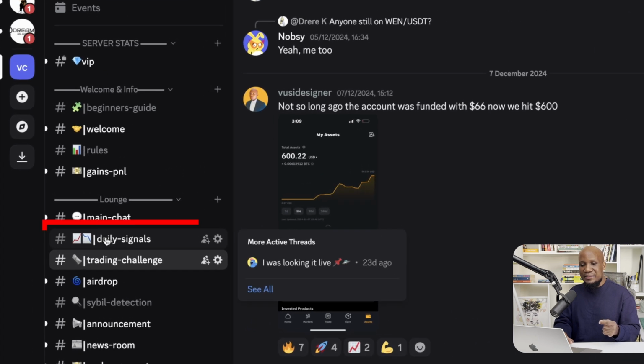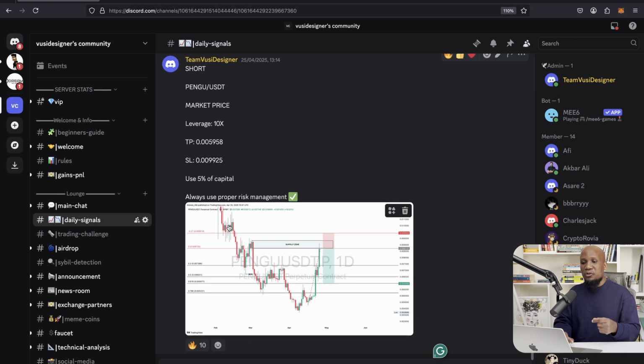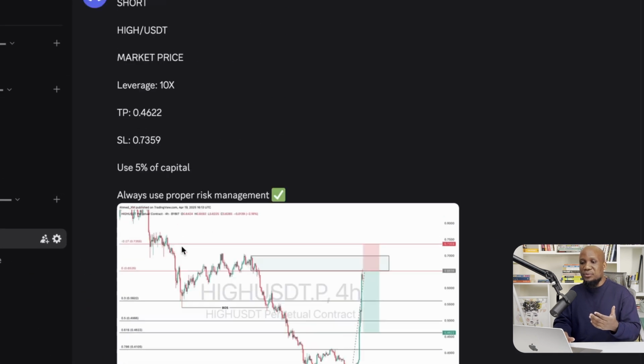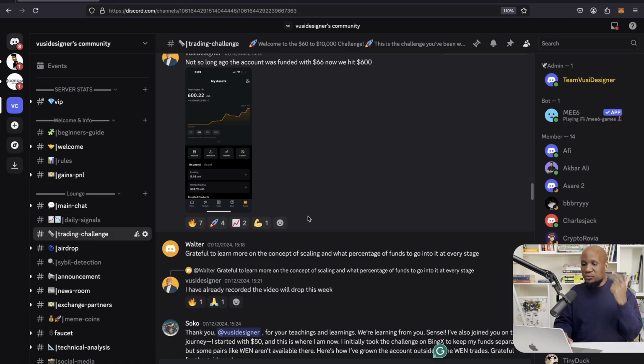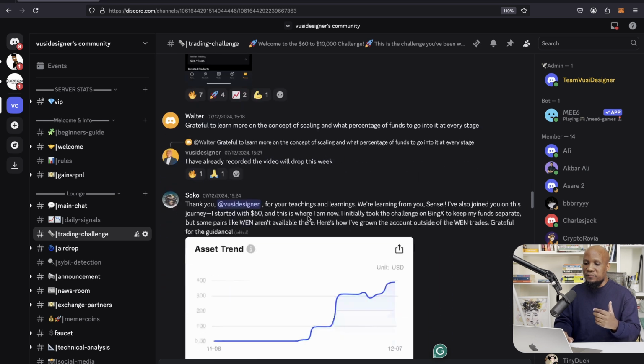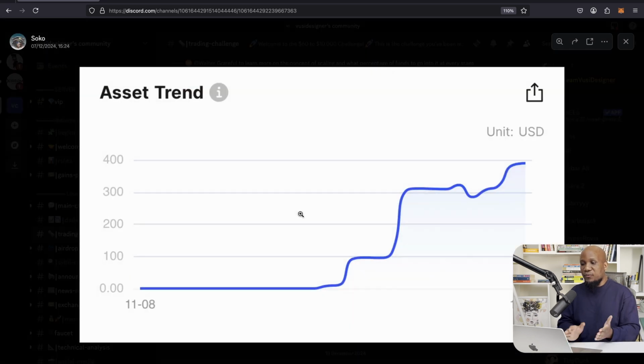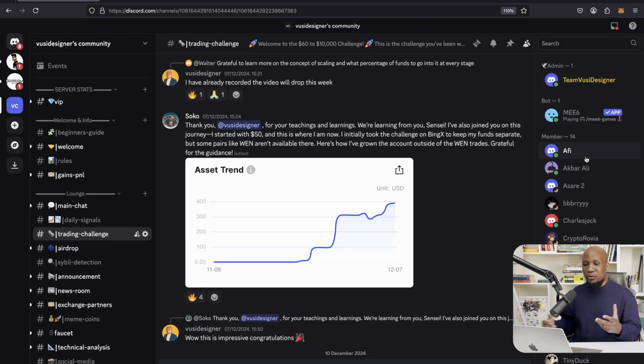So just come to daily signals here and click on that, and you'll be able to see all the trades that we take. You get all these signals for free. So that's one thing you should keep in mind, that you can join our Discord and take advantage of these signals. And you can see everyone is posting. This trader here went from zero, you can see from zero here, and gradually went to over 400 as well. So everybody is following along. That's the nice thing about being part of this community as well.